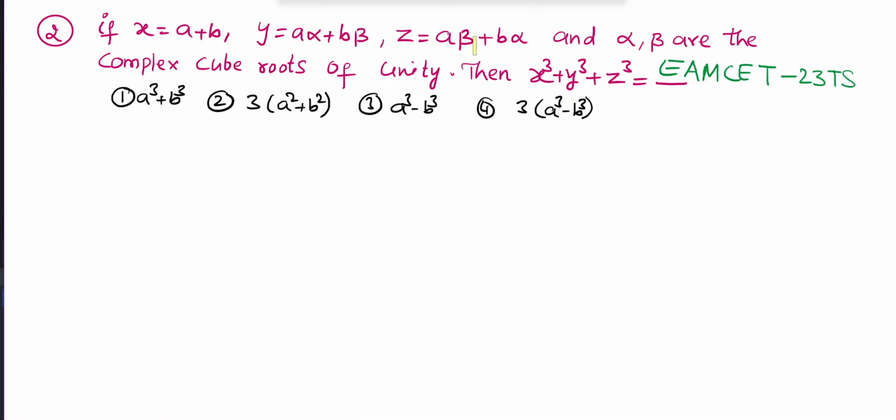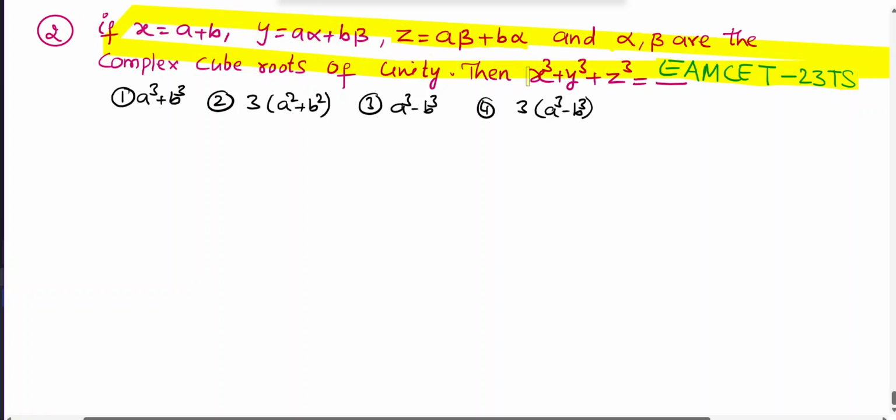This is the second problem from De Moivre's theorem, MSET 23 TS. Here it is given x is equal to a plus b, y is equal to a alpha plus b beta, and z is equal to a beta plus b alpha. Alpha, beta are the complex cube roots of unity. Then x cube plus y cube plus z cube is equal to what? These options are given. First option a cube plus b cube, second one 3 into (a square plus b square), third one a cube minus b cube, fourth one 3 into (a cube minus b cube).